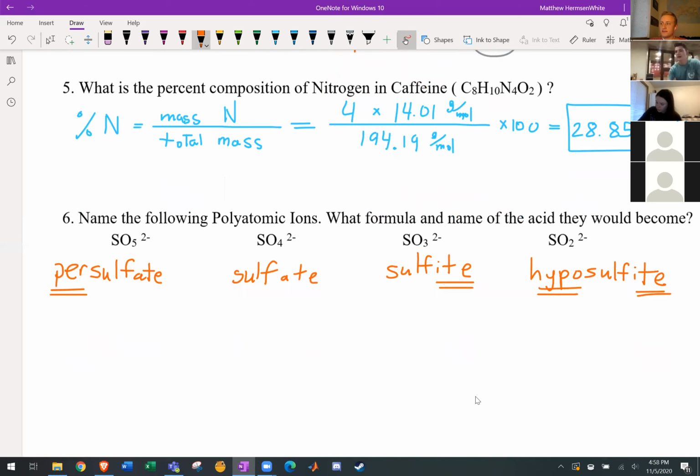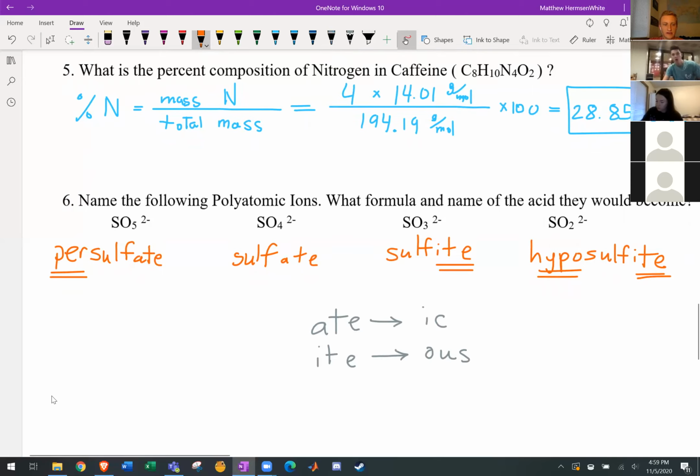Now, if we were going to change these into acids, does anyone remember the naming rule for changing the polyatomic ions into acids? So the rule is ate ending goes to ic, and an ite ending goes to us, O-U-S. So if we were changing these to our acids, we just have to change the ending. So persulfate would be persulfuric. There's the ic ending, and then you just say acid at the end. For sulfate, this would be sulfuric. So once again, adding the ic ending, ate goes to ic, acid.